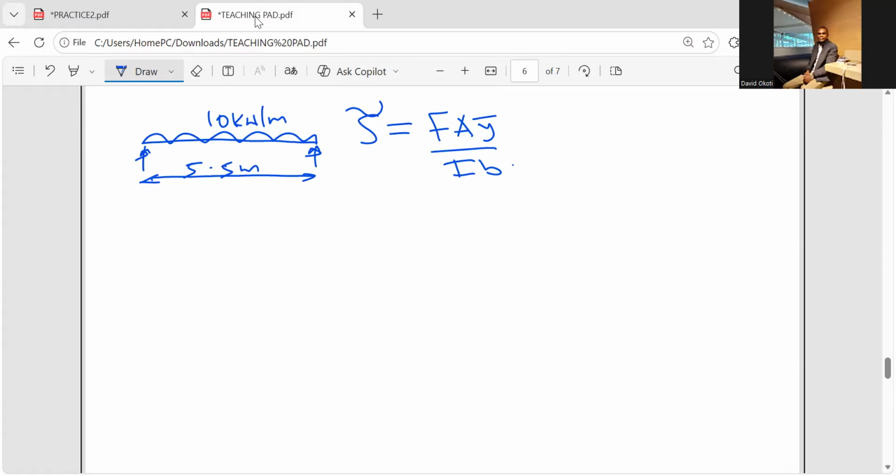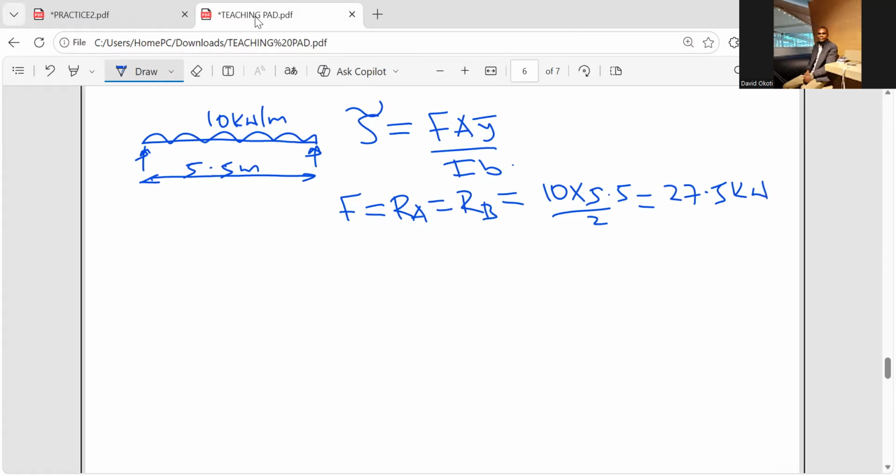Now, how do you find the value of F? F is equivalent to RA, which is equivalent to RB. Remember, this is a symmetrical loading and a simply supported beam. So that will be 10 times 5.5 divided by 2. That is basically 55 divided by 2. On my calculator, I get 27.5 kilonewton. That will be the value of F we shall be using.